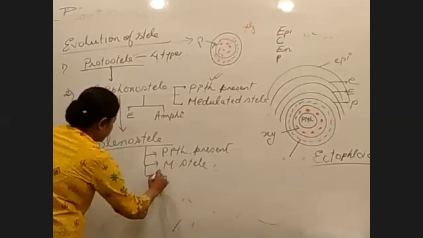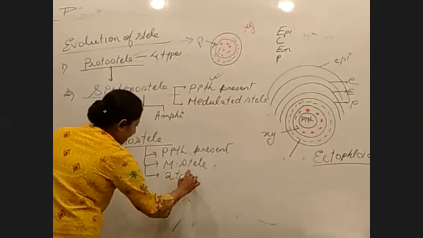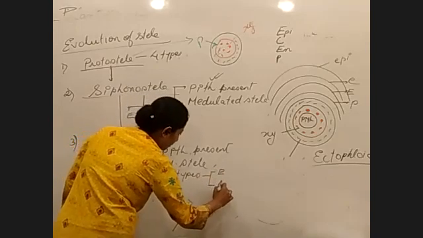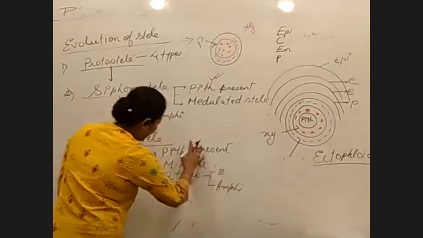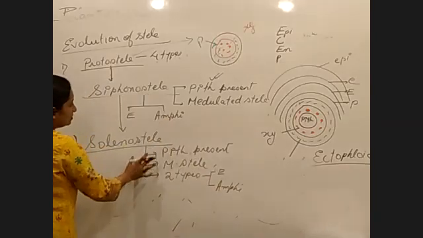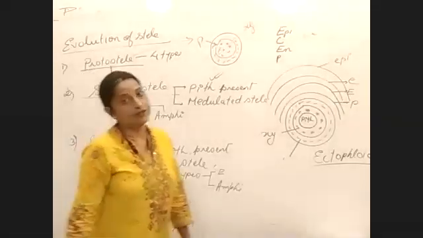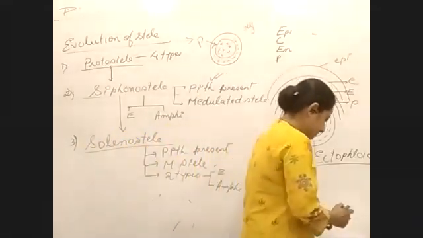Again, it is of two types: ectophloic and amphiphloic. We are repeating the same points as in siphonostely and solenostely, but there is a difference. What is the difference?